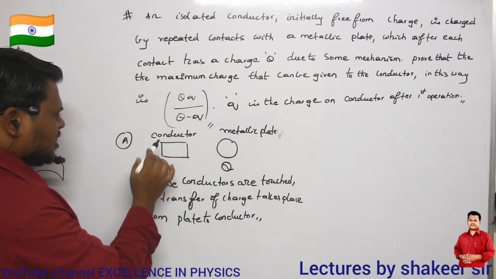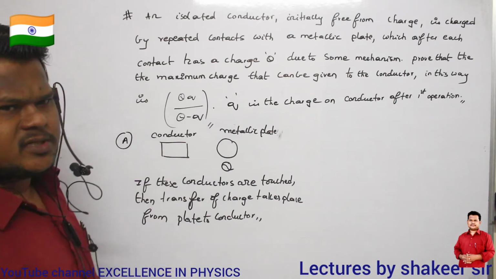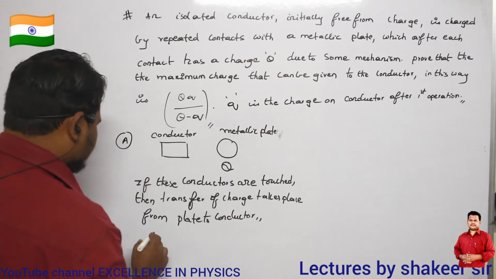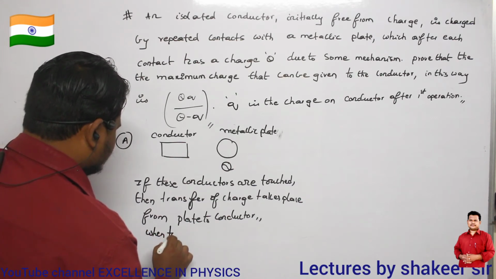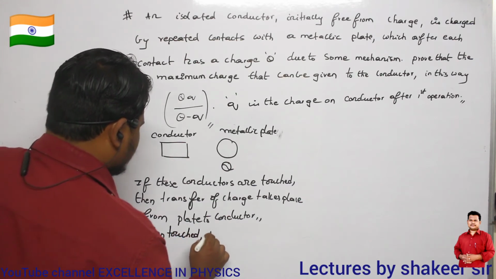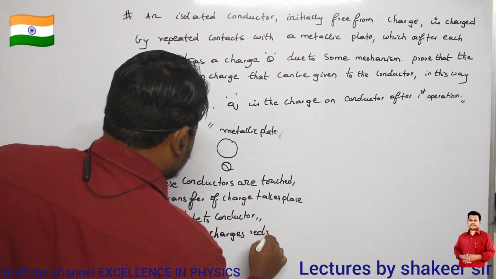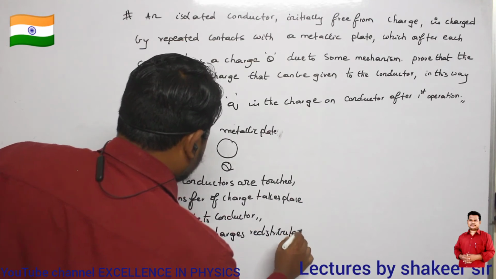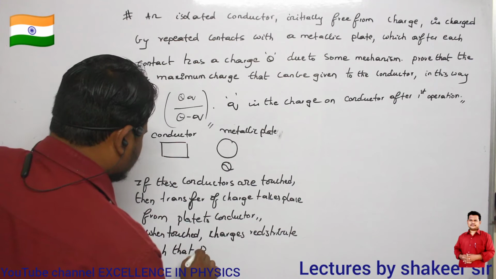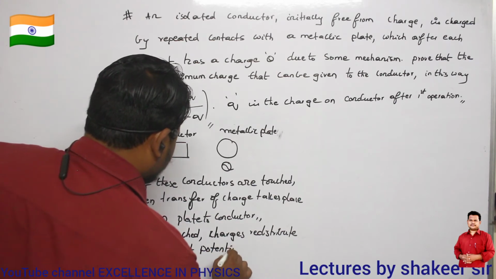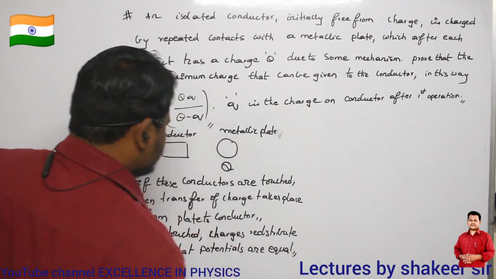Why does charge transfer take place? Because this was initially uncharged and this was a charged plate. When you touch both of them, the potential should become equal, no? So that point also we will write. When touched, charges redistribute such that potentials become equal. Are you able to understand?